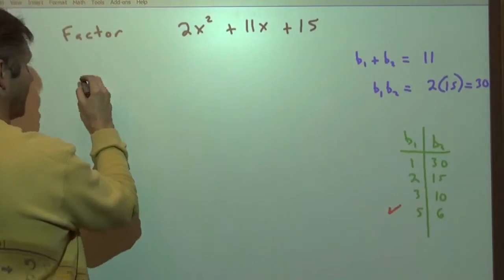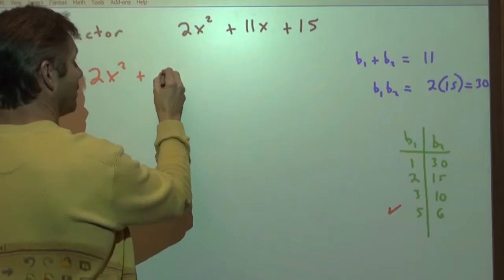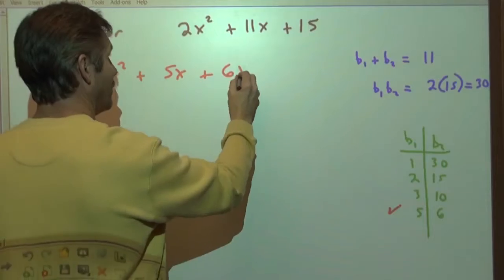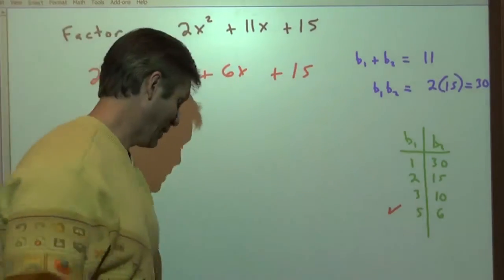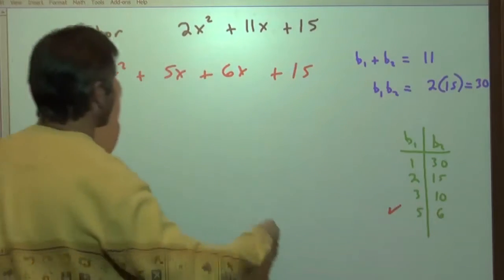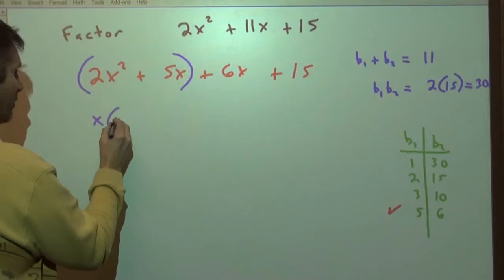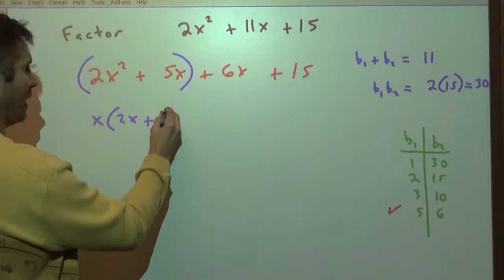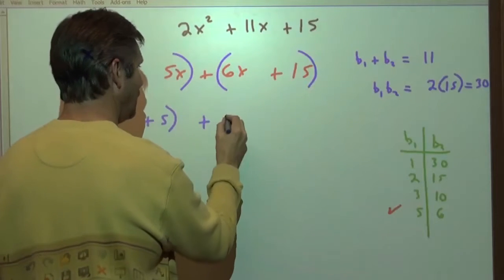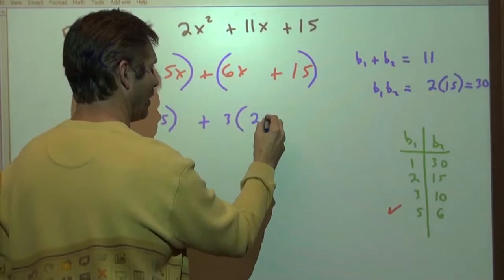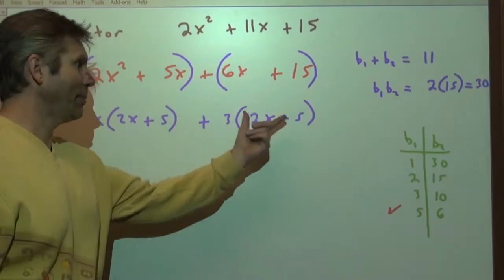So we're going to rewrite this guy. We're going to say, okay, we got the 2x squared plus the 5x plus the 6x plus the 15. So b sub 1 and b sub 2 right there. Now, divide and conquer. So we're going to take the greatest common factor out of these two guys, which is going to be x. What's left is 2x plus 5. Going to go over here. What's the greatest common factor? It is 3. So we're going to add 3, and what's left is 2x plus 5, which is spiffy because we have the same binomial.